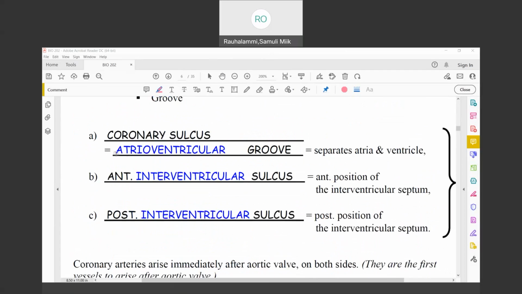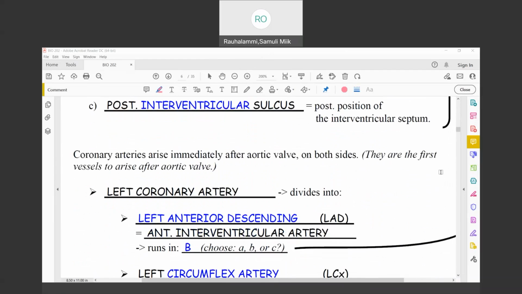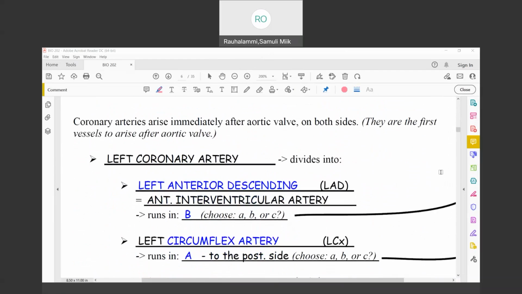The first one, which I think we have discussed in your textbook, is called the atrioventricular groove or coronary sulcus, which separates the atria and ventricles from each other. We also had on the anterior side a sulcus between the ventricles, so that's our anterior interventricular sulcus, and similarly on the posterior side, the posterior interventricular sulcus. The reason these were important for us to learn was because of what lies in them. So let's have a look at those.